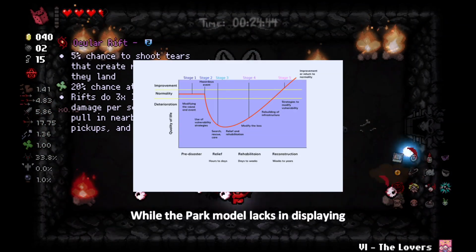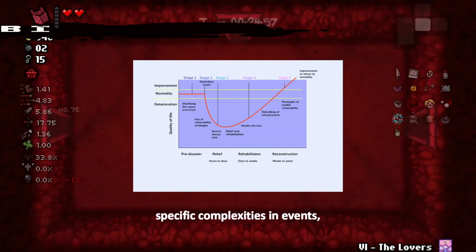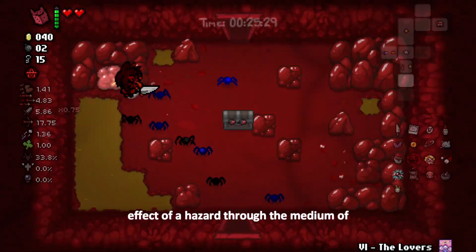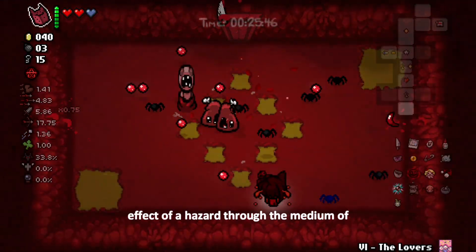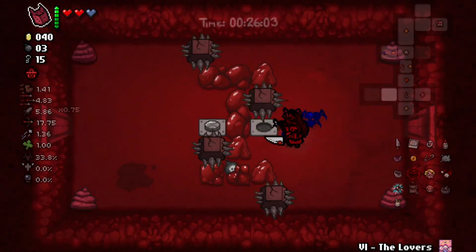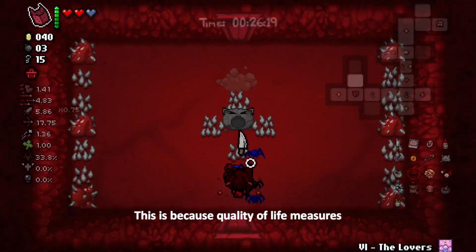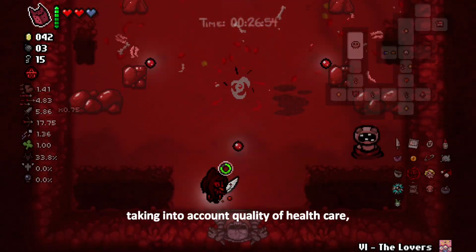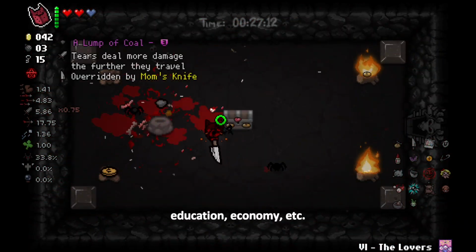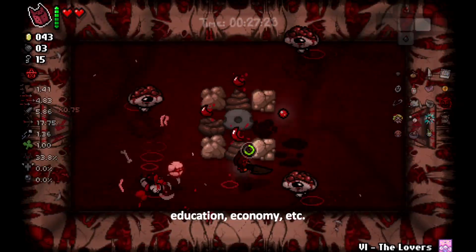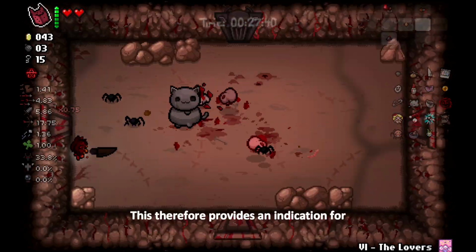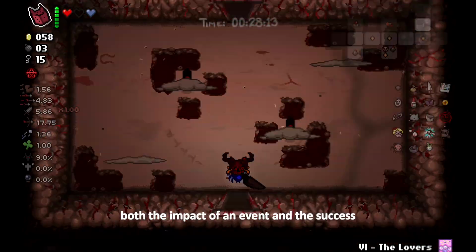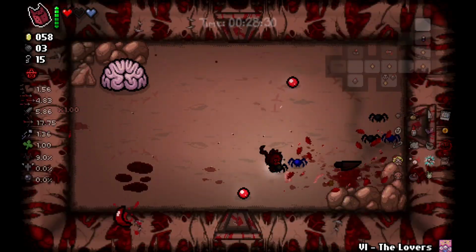While the Park model lacks in displaying specific complexities in events, it is largely useful in displaying the effect of a hazard through the medium of quality of life. This is because quality of life measures the well-being of a population, taking into account quality of health care, education, economy, etc. This therefore provides an indication for both the impact of an event and the success of the response.